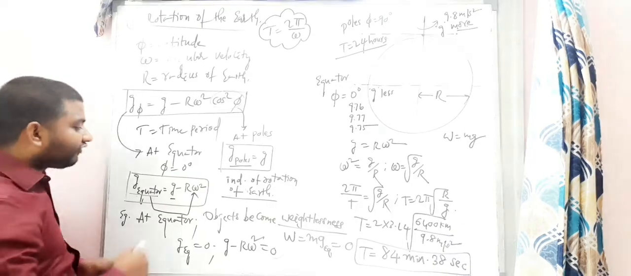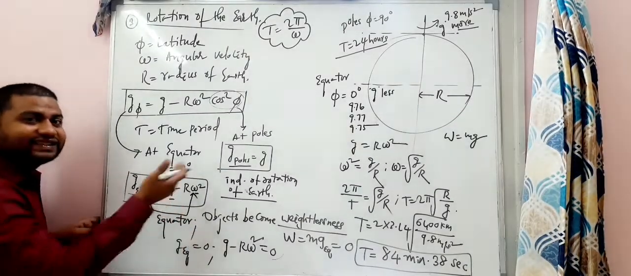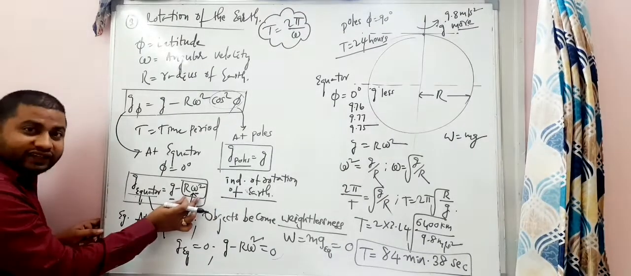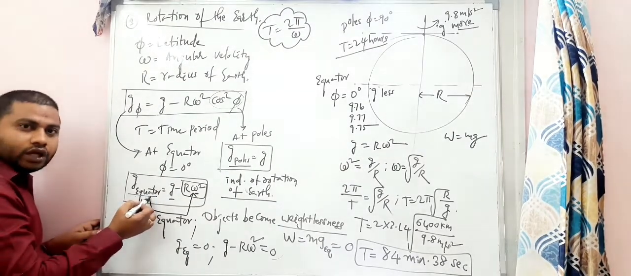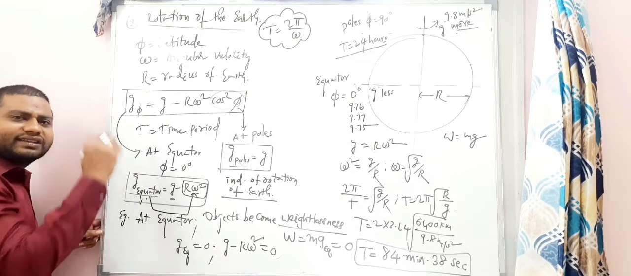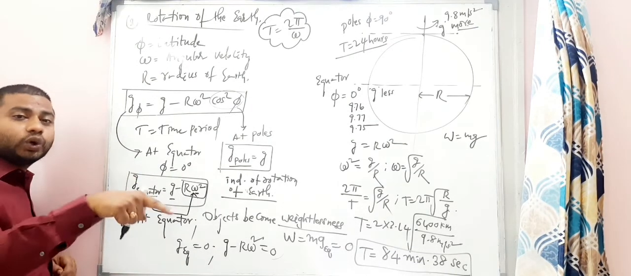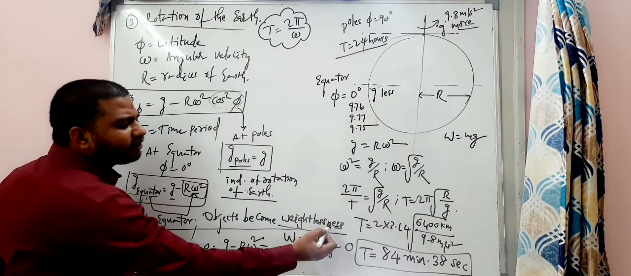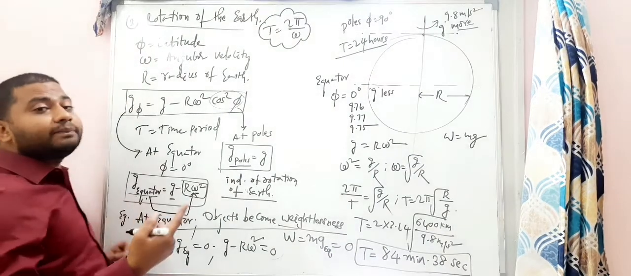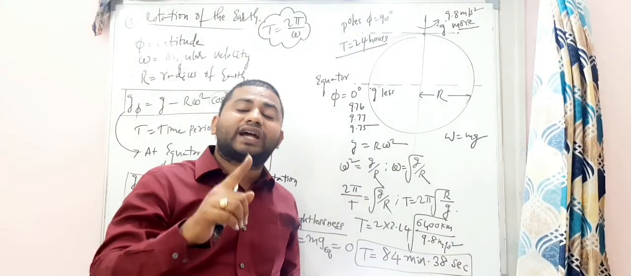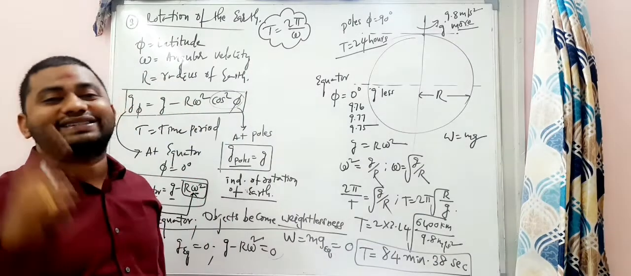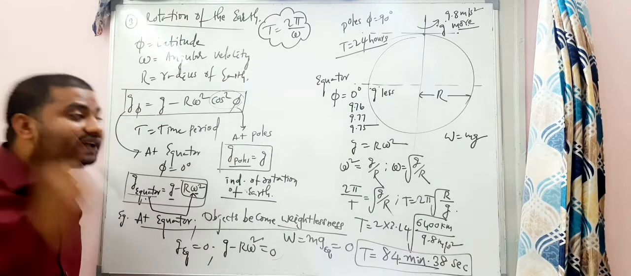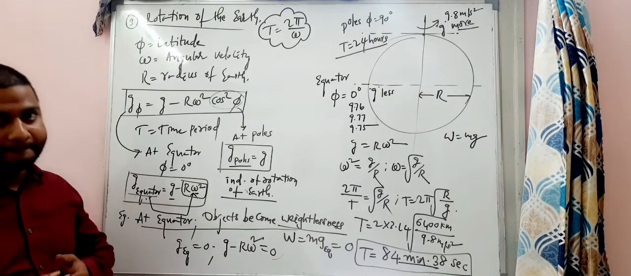When it is rotating faster, this omega value increases. As omega increases, this value will increase, and this value is increasing, so the product is decreasing. So the g value at the equator decreases, and at one point becomes 0. That is the point where the objects become weightless. At what time period must the Earth rotate so that the objects at the equator become weightless? 84 minutes 38 seconds, a standard value and a standard question for the JEE and NEET exams.